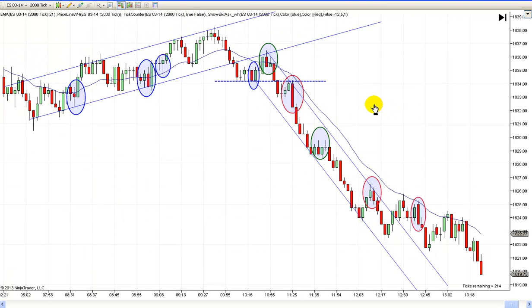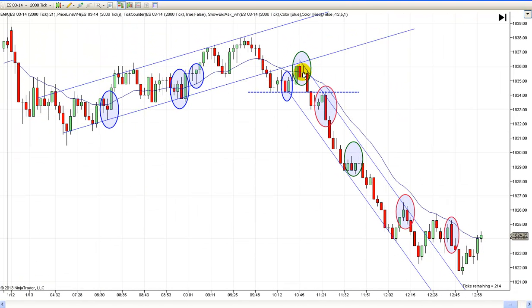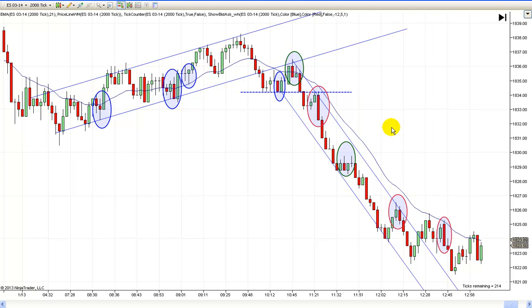Just a good downhill trend. It started late morning. I would say the trend down started here. This was the high, but the trend down didn't really start till here. And that was what I saw today.